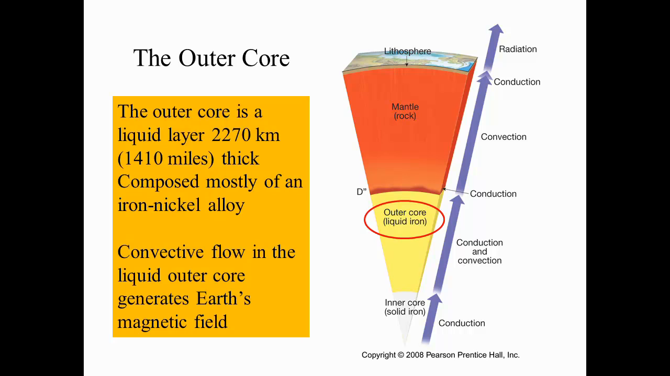So the outer core is the liquid iron layer, which is approximately 2,270 kilometers thick, and it's thought to be composed mostly of a liquid iron-nickel alloy. What's more, convective flow in the liquid outer core is thought to be responsible for generating Earth's magnetic field, and we'll look at this in more detail in the next lecture.